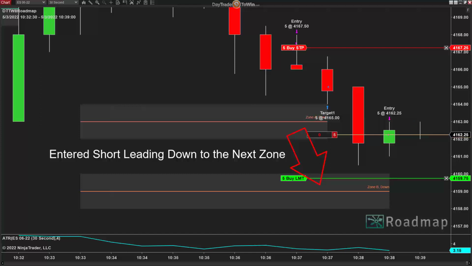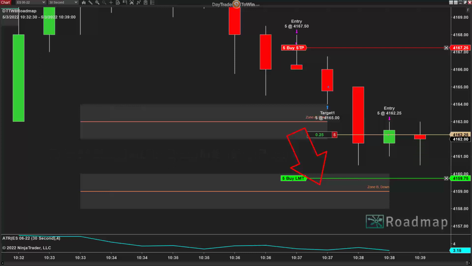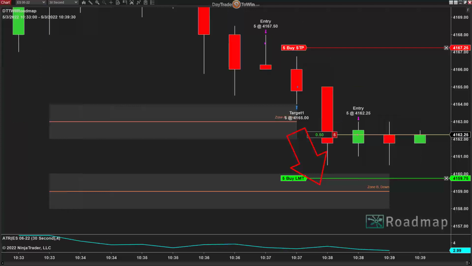So the target again is inside of the zone, leading me down to that magnet where once again it says zone B down. So I know exactly how far the market can travel, because at that area, the zone B down that you're seeing, it could very well now reverse, turn around, and now go up. So I'm trading in between the zones, going from zone to zone, or I'm trading when it hits the zone and bounces off of it.